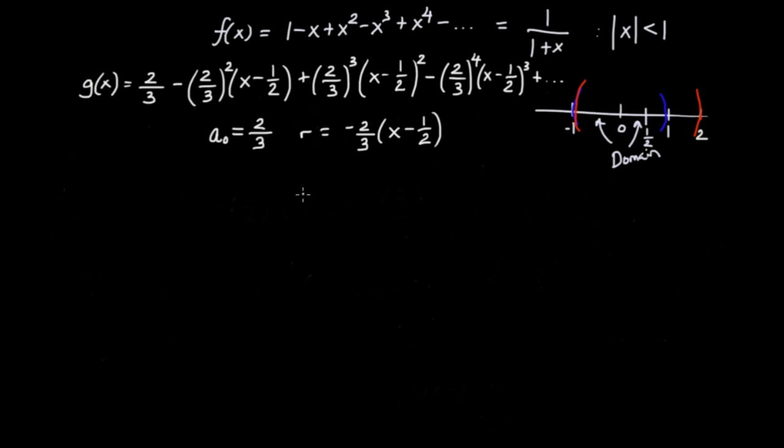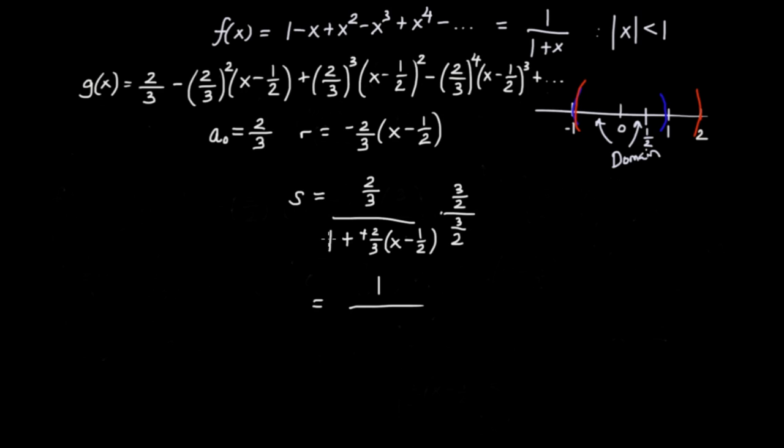Now, remember we had that formula for the sum of a geometric series, which is going to be the first term, positive 2 thirds, over 1 minus r. So I'm going to have 1 minus minus 2 thirds times x minus 1 half. And I'm just going to change those to plus signs. Now to simplify, I multiply both top and bottom by 3 halves. I get the cancellation on the top, so I get 1 on the top. On the bottom, I have 1 times 3 halves, so I get 3 halves. And then the 2 thirds cancels with the 3 halves, so I'm left with plus x minus 1 half.